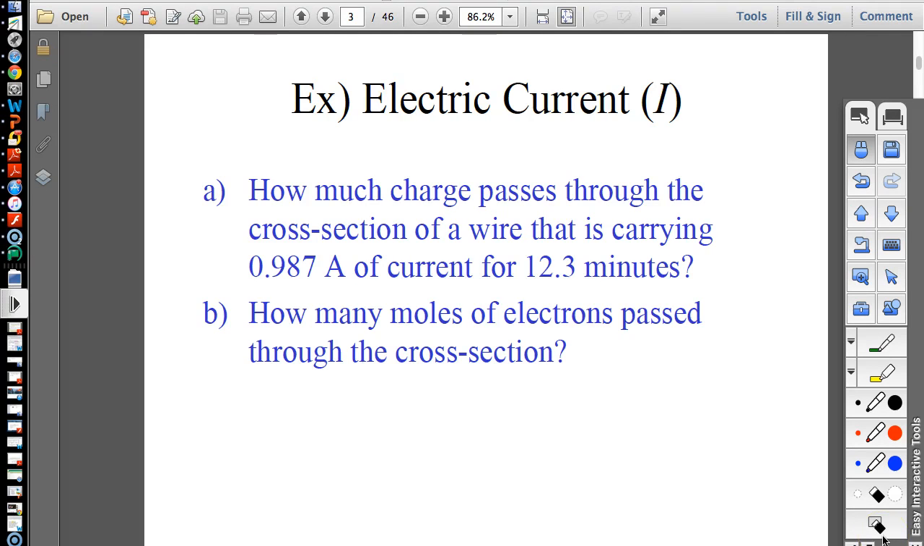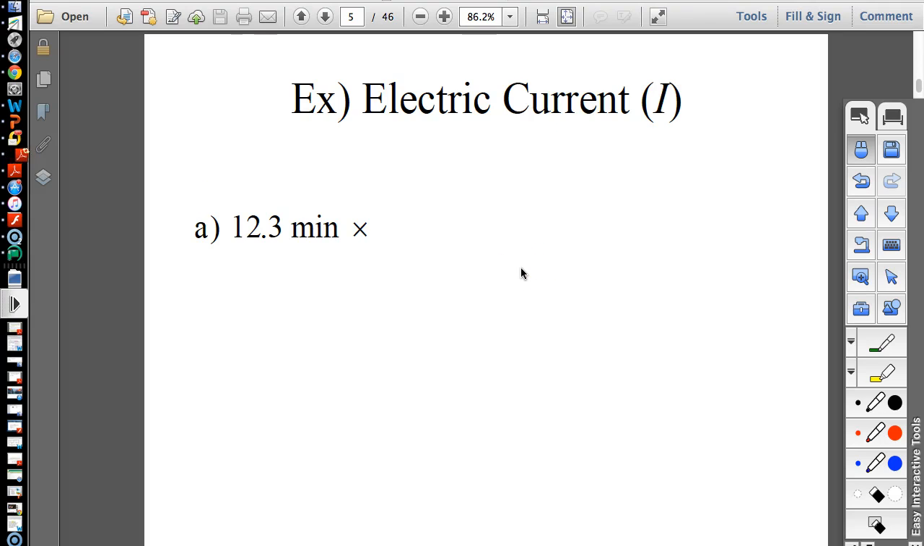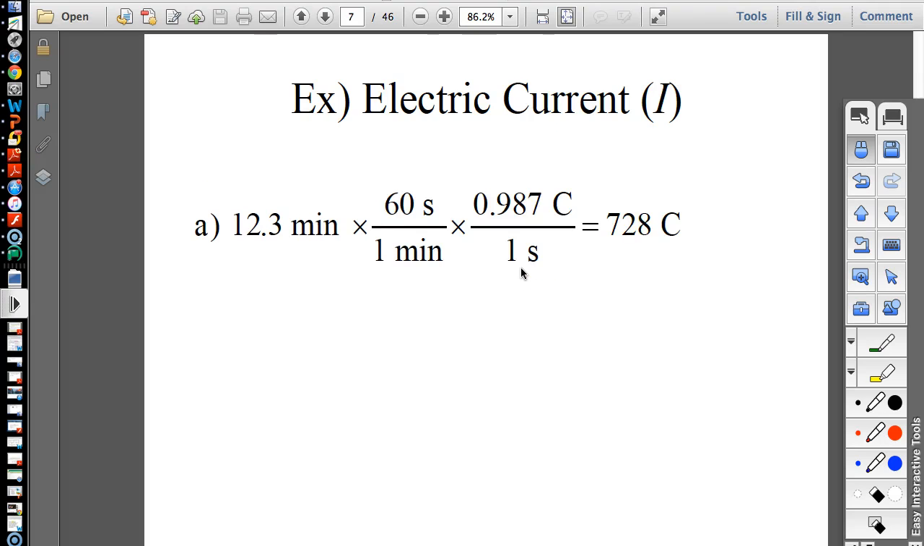So, I can try to show you how they did it. They did dimensional analysis, which I love. I do dimensional analysis till I die, but if I had a formula, I like that better. So they just did 12.3 minutes, converted it to seconds, and then did coulombs per second, right? And so that gives you 728.